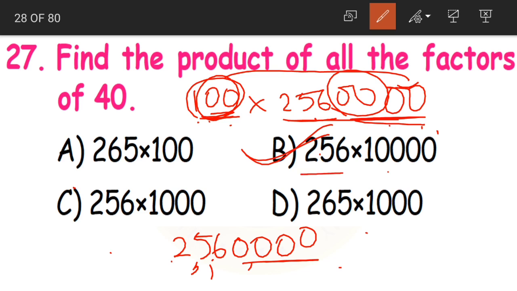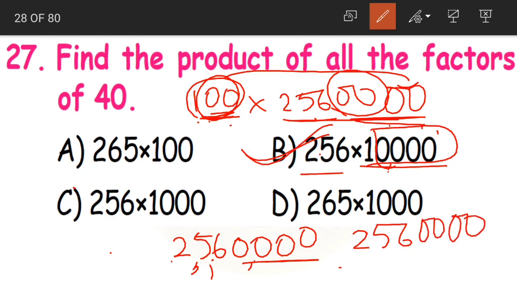Why? See, 256 into 10,000. How to multiply? The number 256 is written as it is, and then we are having 4 zeros. So those 4 zeros will be written to the right of 256. Are these two the same? Yes, these are the same. So option B becomes our correct answer.